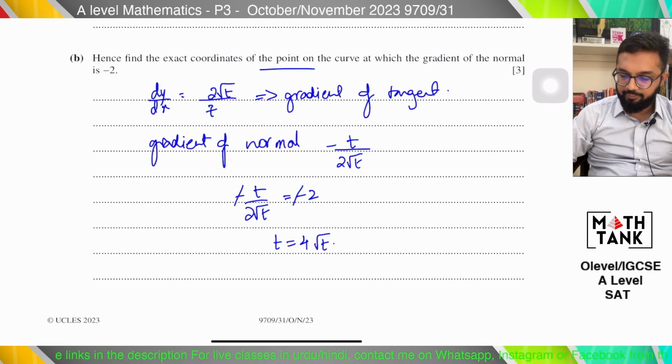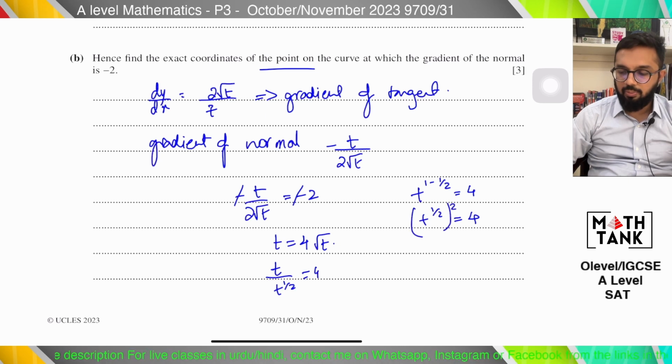So t divided by root t, t power half, gives me 4. So t power 1 minus half gives me 4. So t power half gives me 4. Square both sides, so t equals 16.